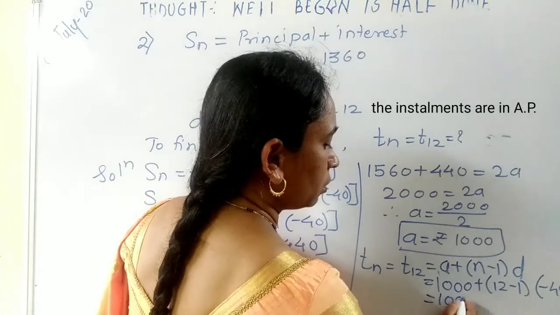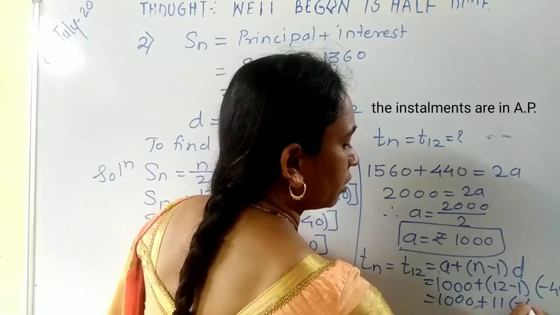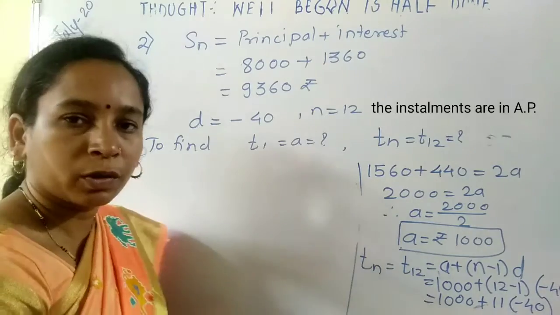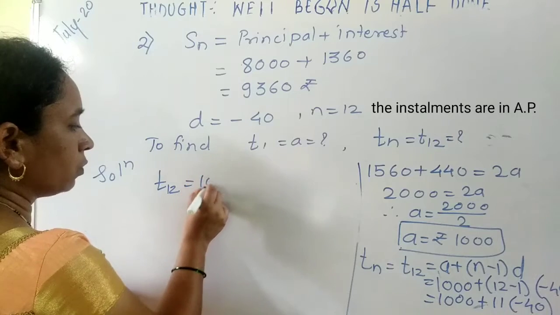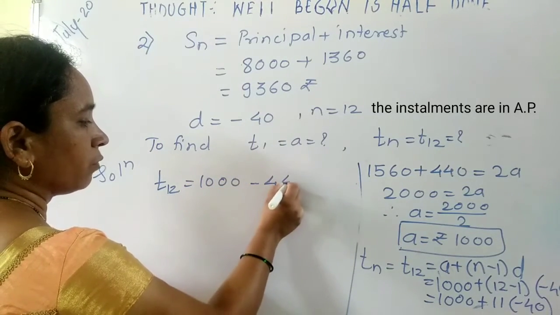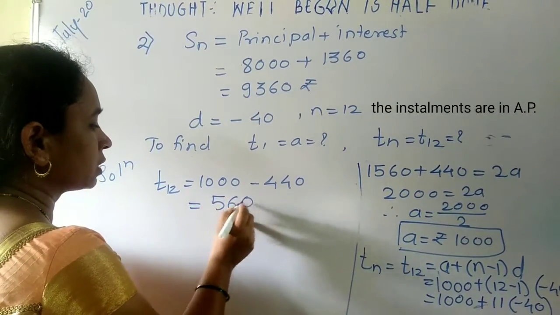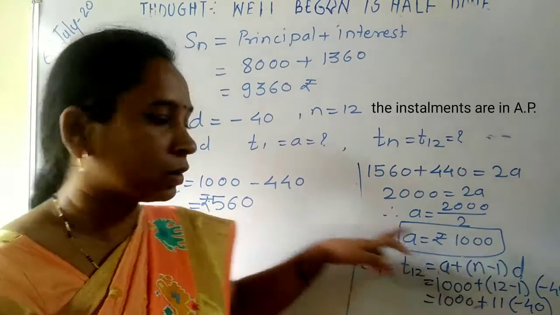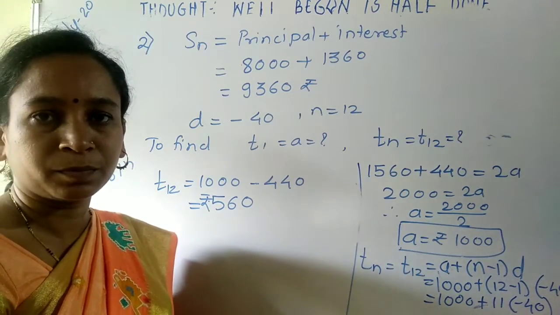So 1000 plus 11 into minus 40. Here we will get T12 equal to 1000 minus 440. After subtraction, we get the answer 560, which is the last installment. Therefore, the first installment is 1000 and the last installment is rupees 560.